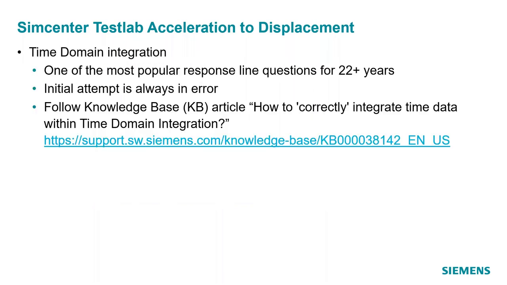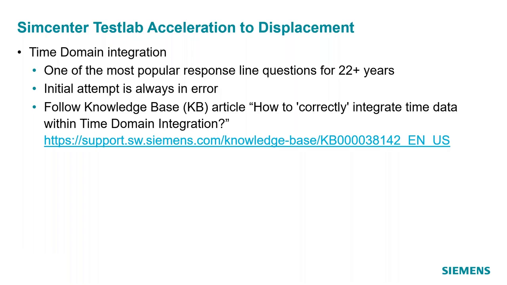So this is one of the most popular response line questions. I've been here for about 22 years, like I said, and we get this question all the time. Usually people integrate in the time domain and they get really strange results and they don't know why. Or they integrate in the frequency domain and it causes issues at low frequency and that throws off the overall level. So we're going to talk about some ways to work around that.